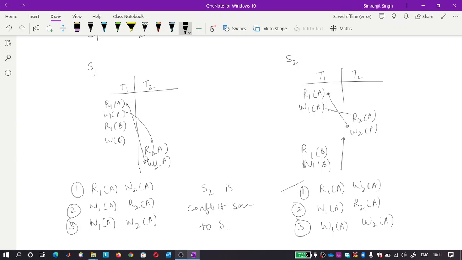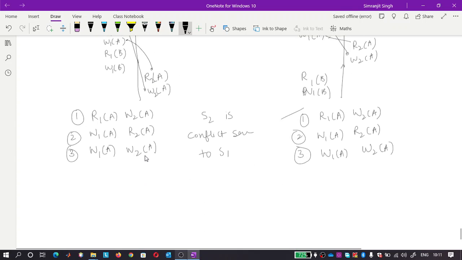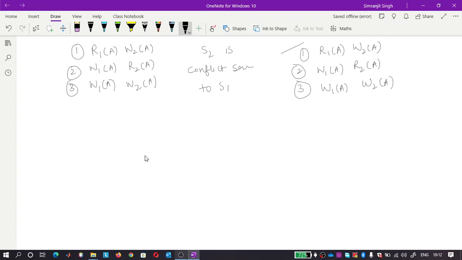Okay. So in order to understand more, I'll solve more questions here. I'll give you one or two more questions. There are two schedules again given here. R1A. Suppose this is given to you. Schedule 2.